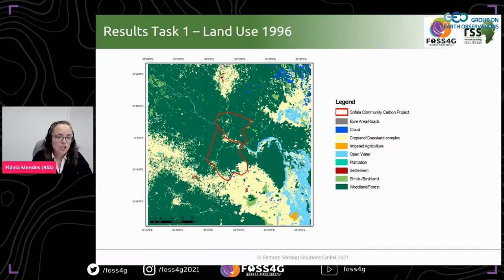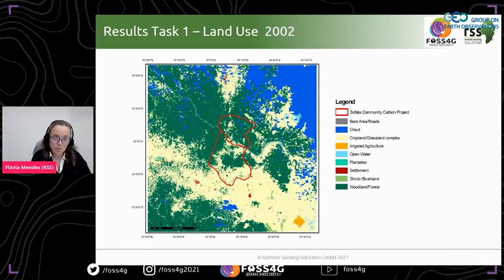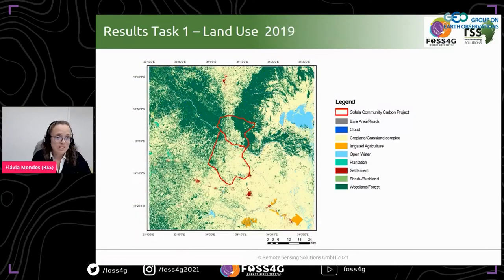So here we have a land use map from 1996. You can see that the object-based classification was able to identify 9 classes. And here we see that we have a good forest and woodland cover. Already a lot of croplands in the south, but a good woodland cover. So when we go to the year 2002, we already have a big loss in the vegetation, and also an increase in the cropland and grassland complex. But when we go to 2019, we see an even bigger loss in the woodland and forest area.